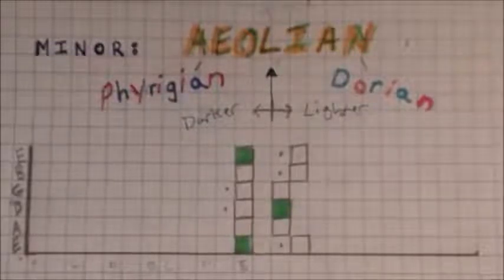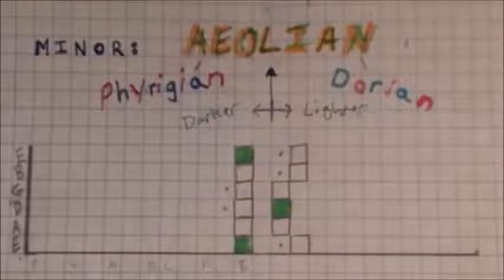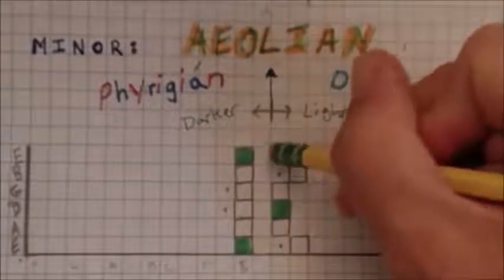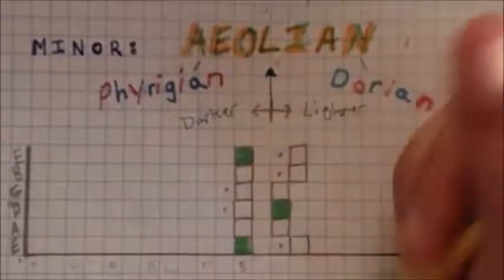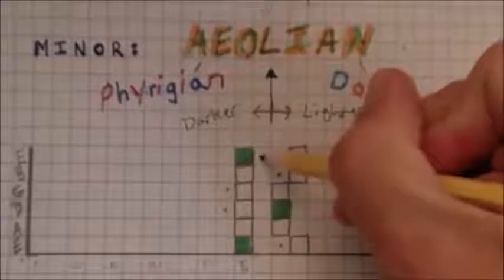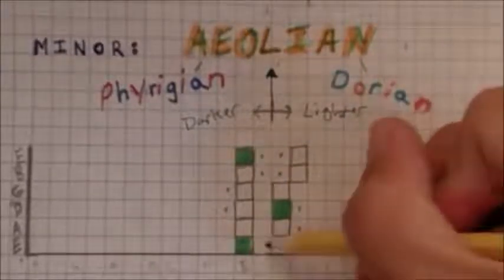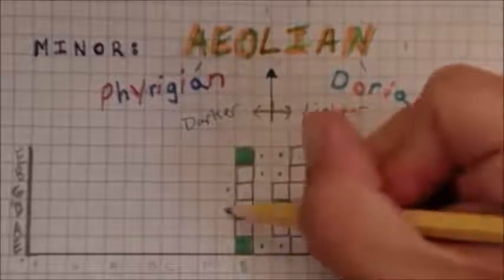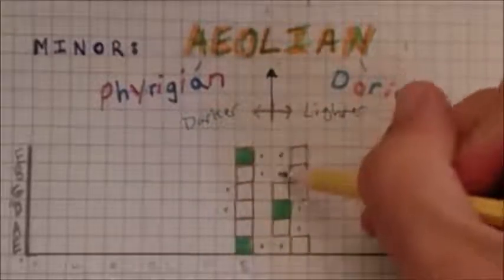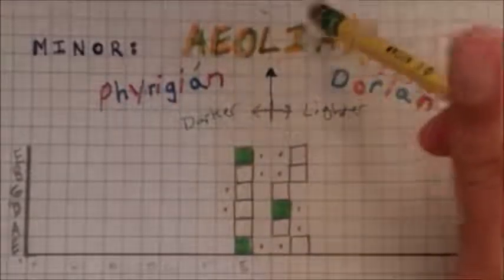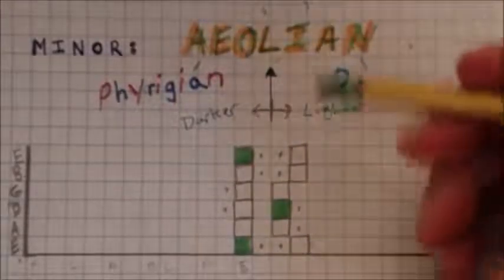Okay, so now what about Aeolian? What can we do for Aeolian? Okay, so confused. Well, let's see. For Phrygian, we had this side, and this side, and this side. Well, it's too many notes for a major scale, so we've got to lose some. How about we lose one from each side and make this one a balance and see if it works out?